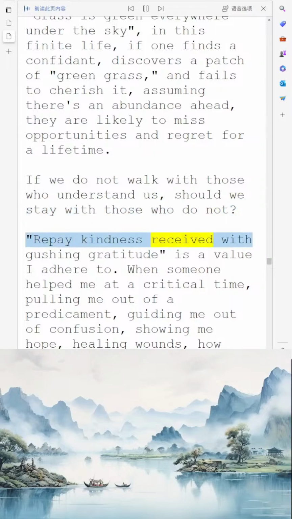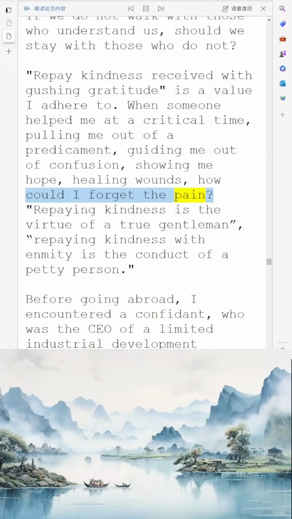Repaying kindness received with gushing gratitude is a value I adhere to. When someone helped me at a critical time, pulling me out of a predicament, guiding me out of confusion, showing me hope, healing wounds, how could I forget the pain? Repaying kindness is the virtue of a true gentleman. Repaying kindness with enmity is the conduct of a petty person.